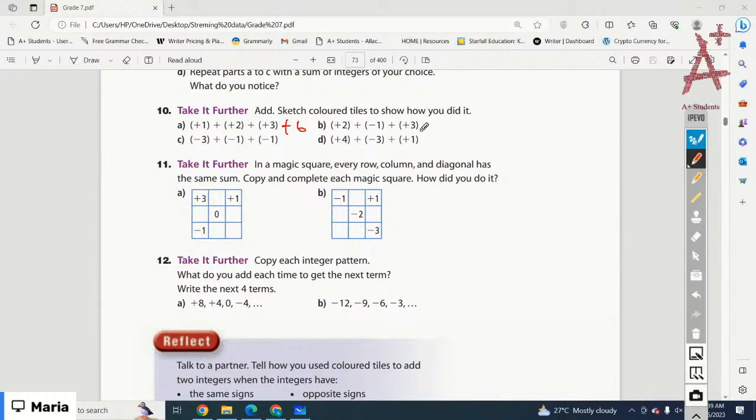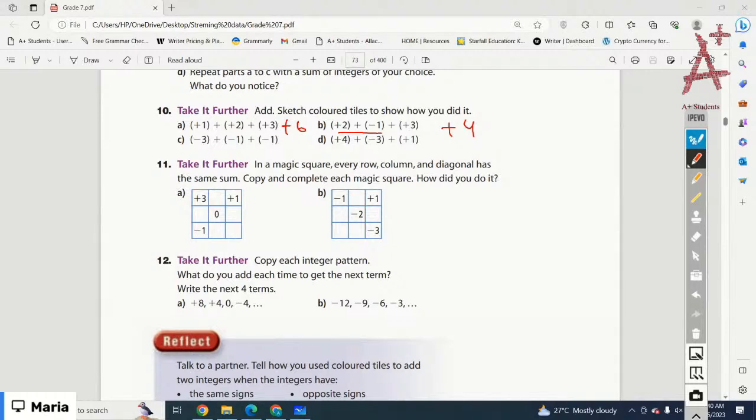You have to just add, right? Solve. You have three positive, so solve pairs, then make a pair: positive 2 and negative 1, right? So one positive and one negative cancel out, you're left with one positive tile. One positive and three positive makes positive 4. You can solve the rest of them by yourself.